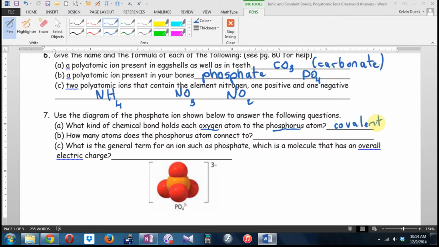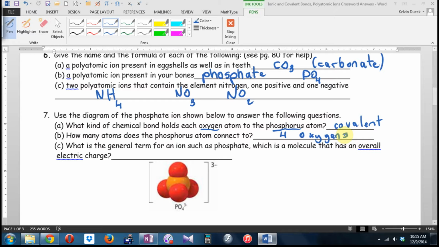How many atoms? If you look at the picture, the orange one (yours is black and white, I realize) is supposed to be phosphorus. How many oxygen atoms does it connect to? 4. I'll put oxygens, although I just asked how many.